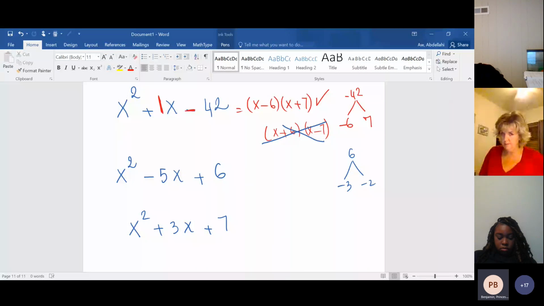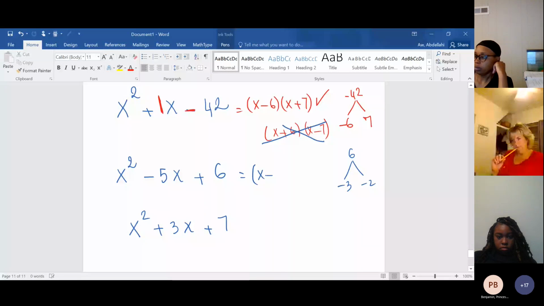This is an arithmetic problem here, right? If we are very well used to the numbers, we come up with the choices fairly quickly. So this is going to be x minus 3, x minus 2.